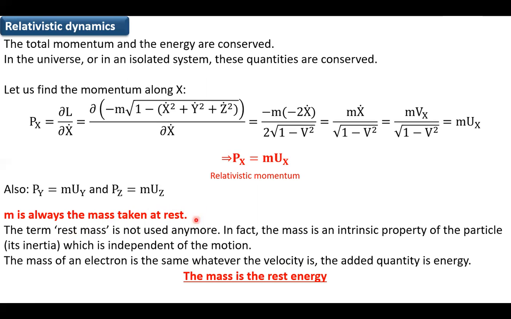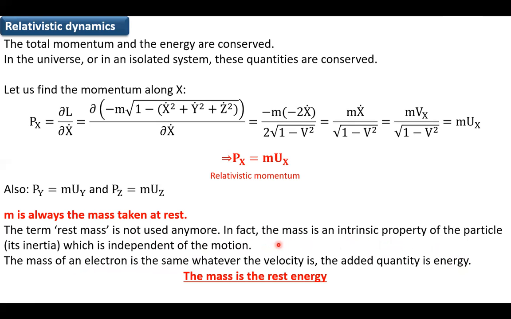There is only one kind of mass, which is the mass that is measured at rest, because it's an intrinsic property of the particle. It is its inertia, which is independent of the motion. The mass is mass, nothing else. Not mass in motion, not mass at rest. For example, the mass of an electron is the same, whether it is accelerated in a cyclotron or moving around the nucleus of an atom. The mass of the electron is always the same. What comes as an addition is an energy, not a mass.